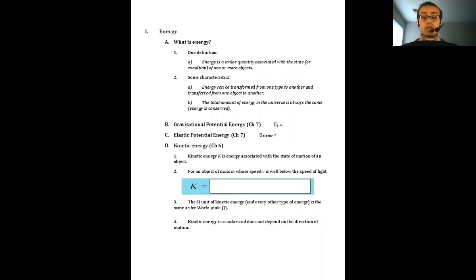A few characteristics is that energy can be transformed from one type to another and transferred from one object to another. But it cannot be created or destroyed. Energy is conserved. So a great example of that, once again, is in our windmill example. All of that energy came from someplace and it went someplace.